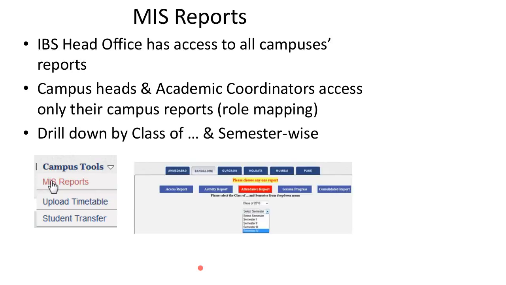Here again, we have 2 options based on the roles. IBS head office has access to all campus reports. Here we have Ahmedabad, Bangalore, Gurgaon, Kolkata, Mumbai, and Pune. Whereas campus heads and academic coordinators can access only their campus reports. Here role mapping is done.